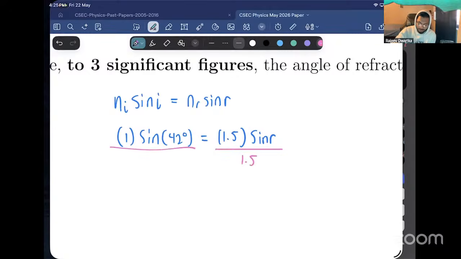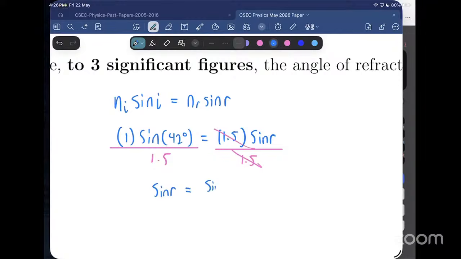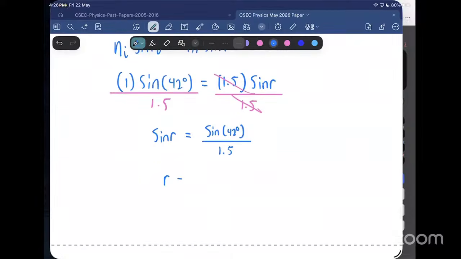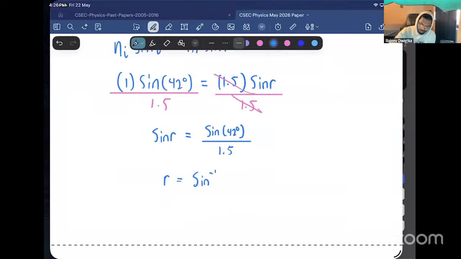So we've got to find what now? Sine inverse of r. To do that, we're going to find the sine inverse of this whole thing.